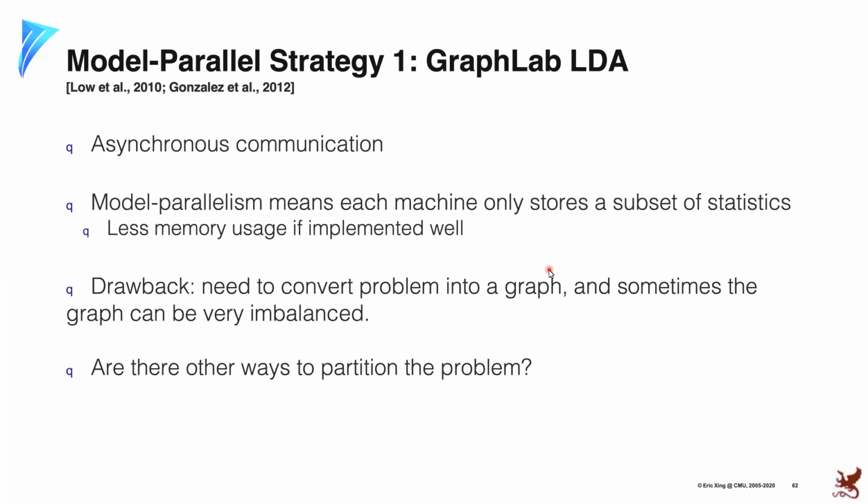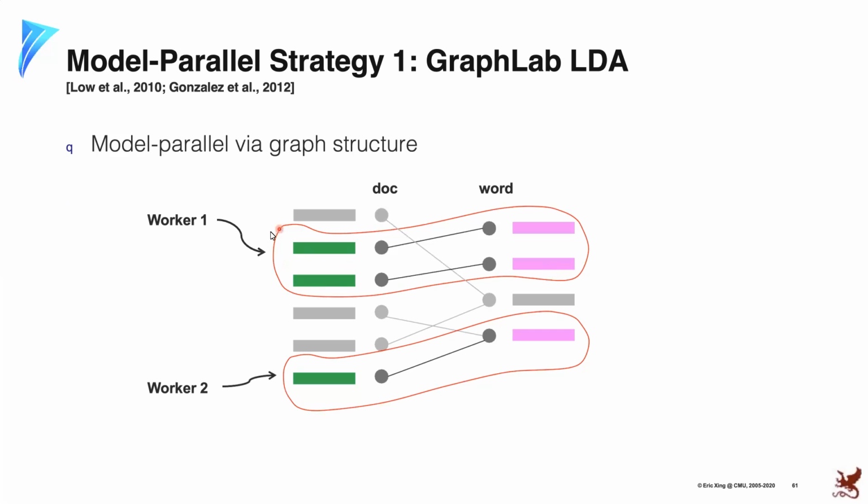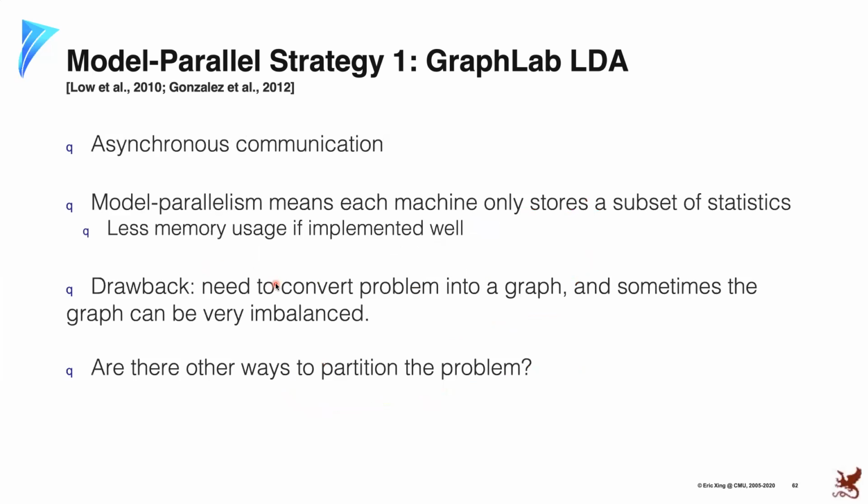Okay, but the drawback is that they need to convert the problem into a graph, and sometimes the graph can be very imbalanced. For example, by running the graph partition algorithm, sometimes worker 1 will get a large number of document and word pairs, but worker 2 will get just a small portion of them. So the running time of the algorithm will be bounded by the workers with the heaviest workload, which is not what we want. So that's a potential problem for this algorithm.